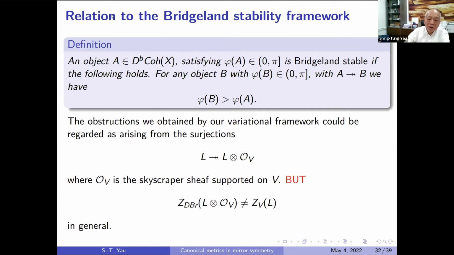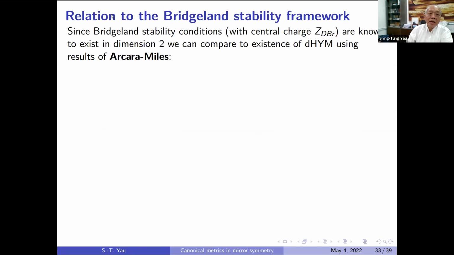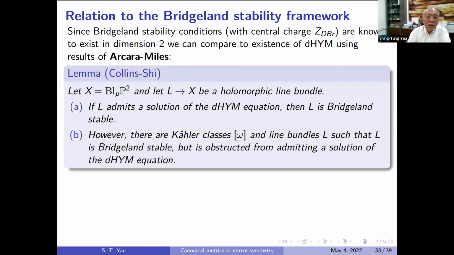But on the other hand, for Bridgeland stability, the central charge of L tensor O_V is not equal to the central charge that we define here. That makes some problem, of course. So Bridgeland stability conditions are known to exist in dimension 2. We can compare it with the existence of deformed Hermitian-Yang-Mills using the result of Arcara and Miles. And so this is work by Tristan and Yun Xi.